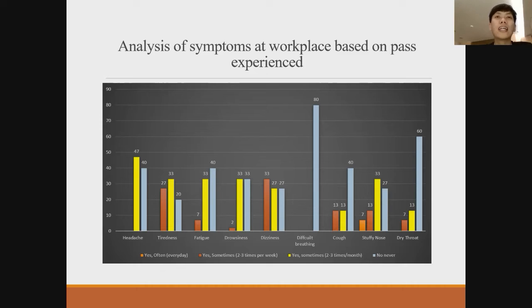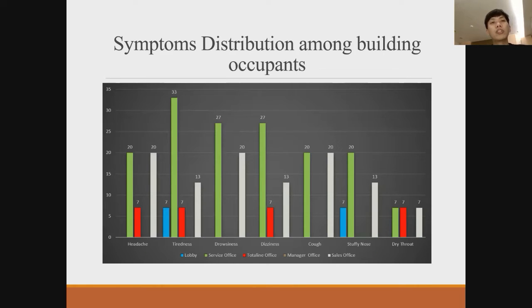Based on this symptom analysis, we truly believe that this office environment has an indoor air quality problem. Since our office has 5 rooms, which are a lobby, service office, total line office, manager office, and sales office, we need to figure out which office is the most problematic.